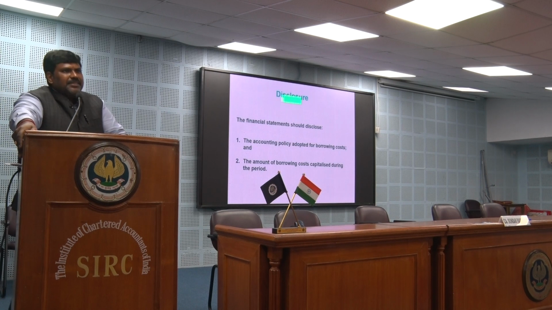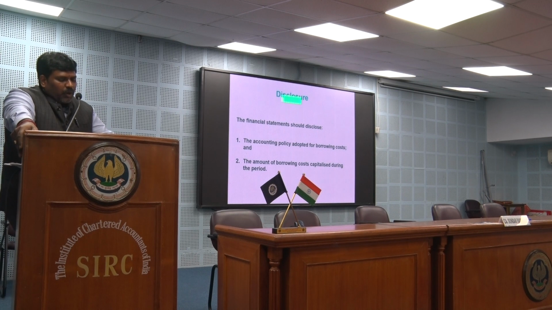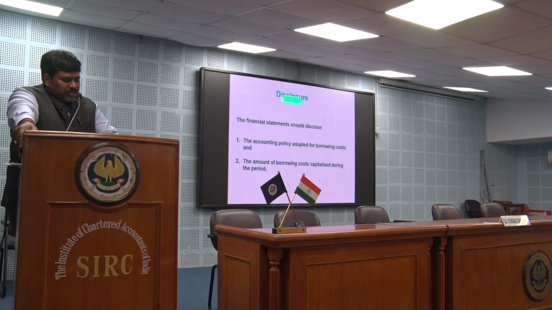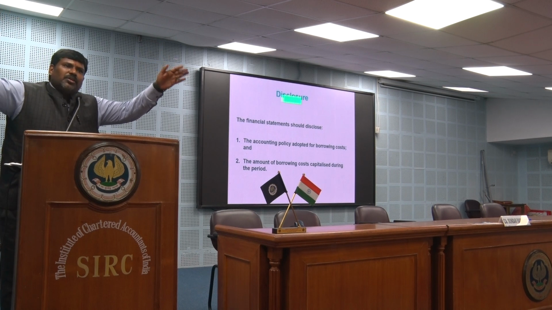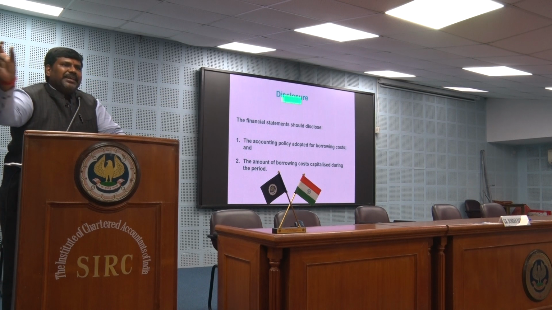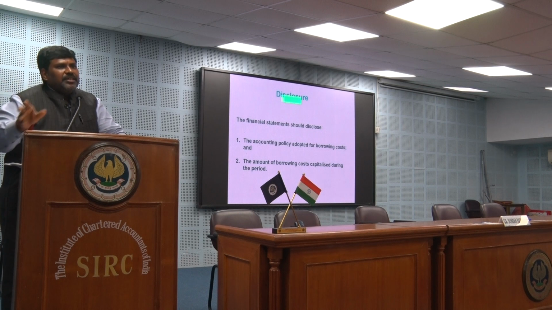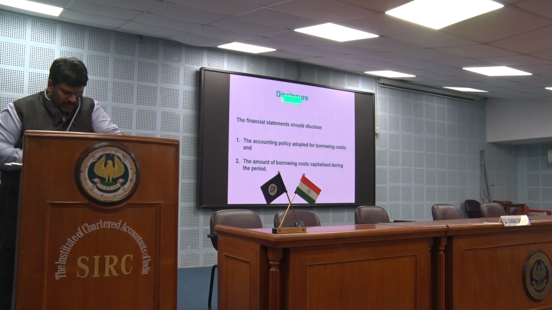The disclosure is a pretty simple one. The financial statements should disclose the accounting policy adopted for borrowing cost, and of course the amount of borrowing cost capitalized during the period. Say 1 crore is the total interest cost incurred during the period, out of which so much pertains to the qualifying asset so and so, and that is being capitalized, and the balance has been expensed to the P&L. That's the only disclosure which is required.